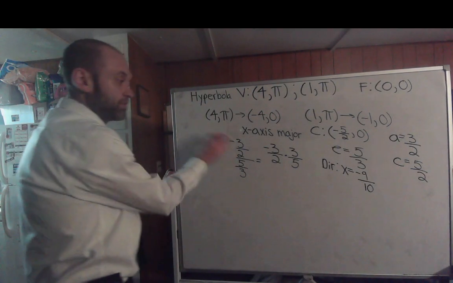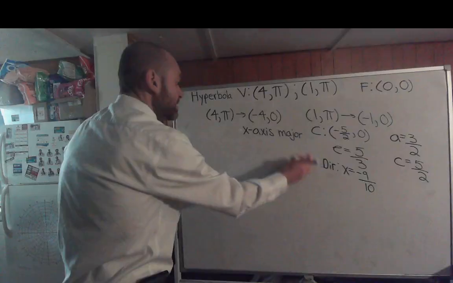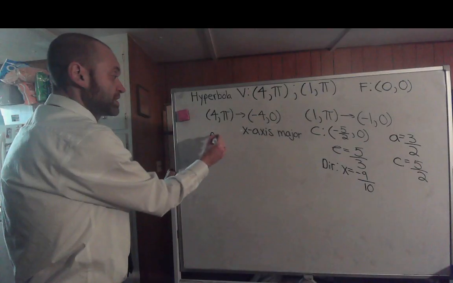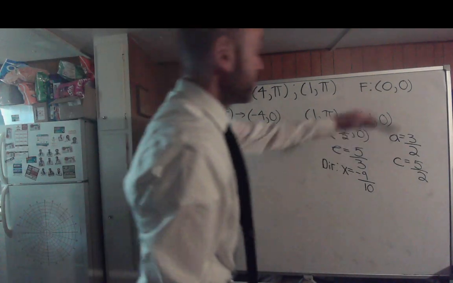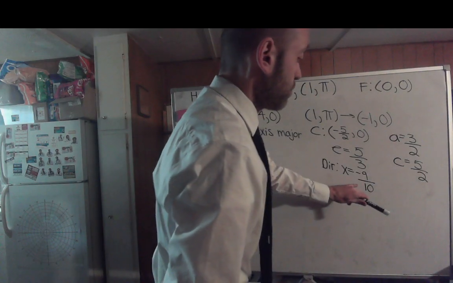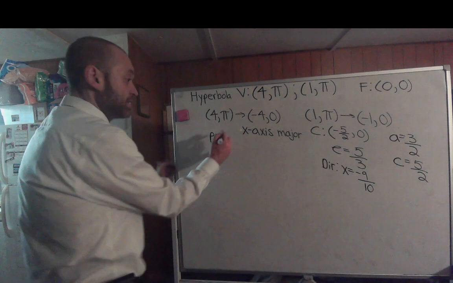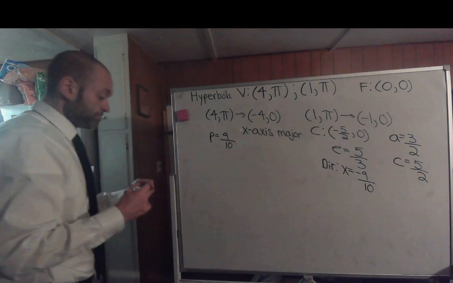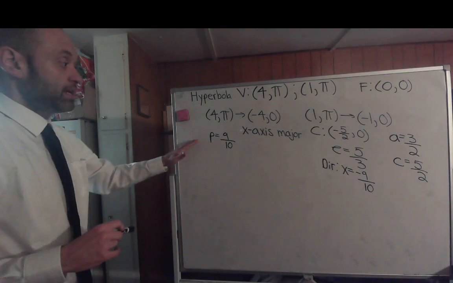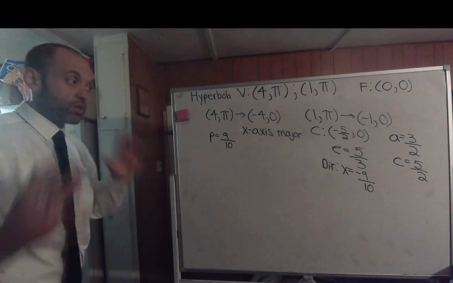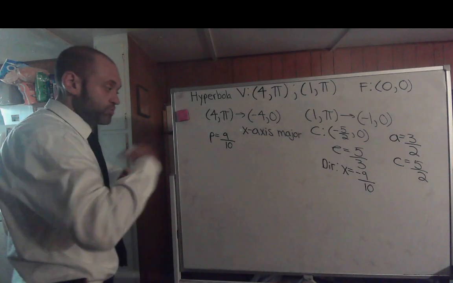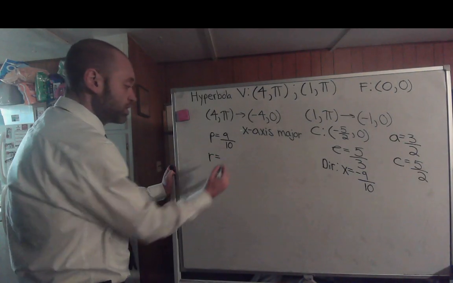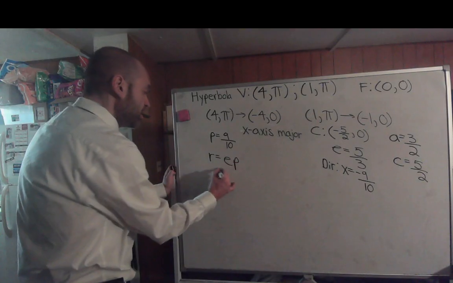So that was a bit of a fun one to find. Now that we have the directrix, we can find p, which is the distance between the focus and the directrix. If we go from an x-coordinate of 0 to an x-coordinate of negative 9/10, well, p is going to equal 9/10. That's the distance. All right, so we have E, we have P. Let's go ahead and start using the general formula for the equation of a conic section. So R equals EP over 1.